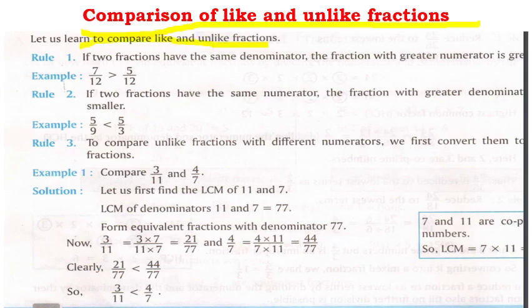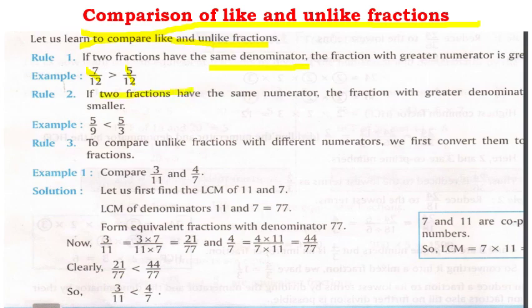Now your rule 1 says if two fractions have same denominator, the fraction with greater numerator is greater. See example 7 by 12 and 5 by 12. Now they are like because both of them have 12 as their denominator. Now which number is greater in the numerator, 7 or 5? Yes, 7 is greater. So we will say that 7 by 12 is greater than 5 by 12. Fine. Simply you see when they are like, when the denominators are same, you see which numerator is greater.